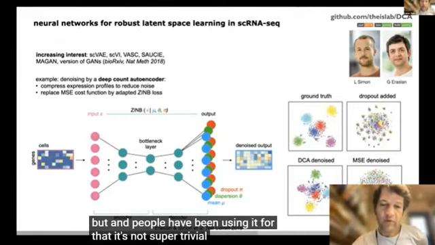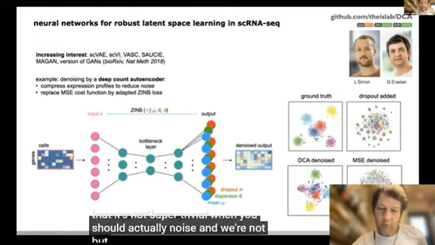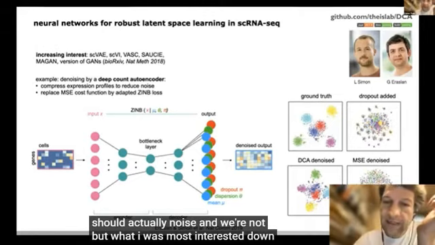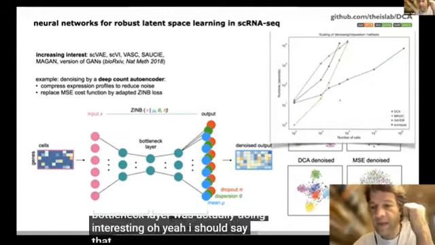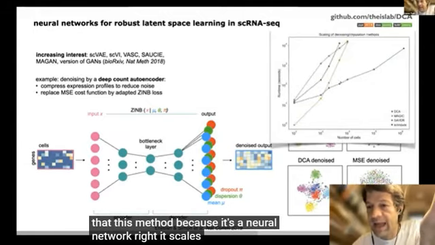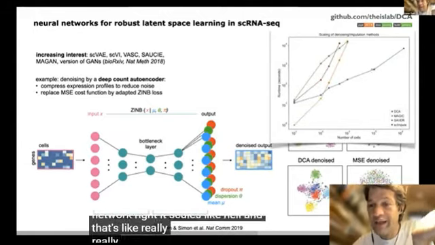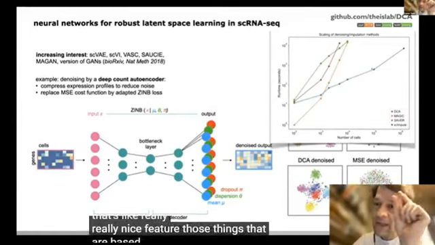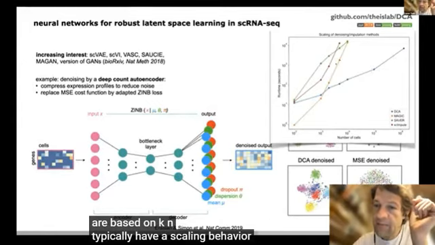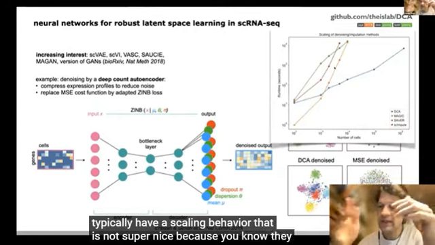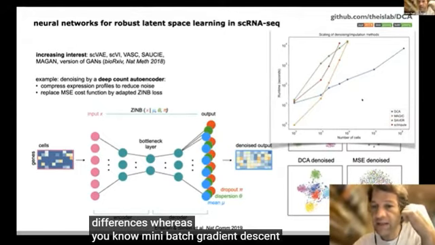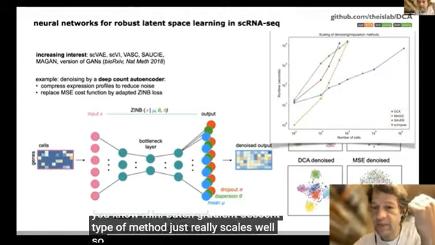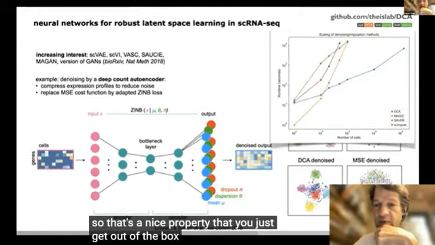It's not super trivial when you should actually denoise and when not. But what I was most interested in down the road is what this bottleneck layer was doing. Oh yeah, I should say that this method, because it's a neural network, scales like hell, and that's a really nice feature. Those things that are based on KNN typically have a scaling behavior that is not super nice, because they need to go through pairwise differences, whereas mini-batch gradient descent type of methods just scale really well. So that's a nice property that you get out of the box.